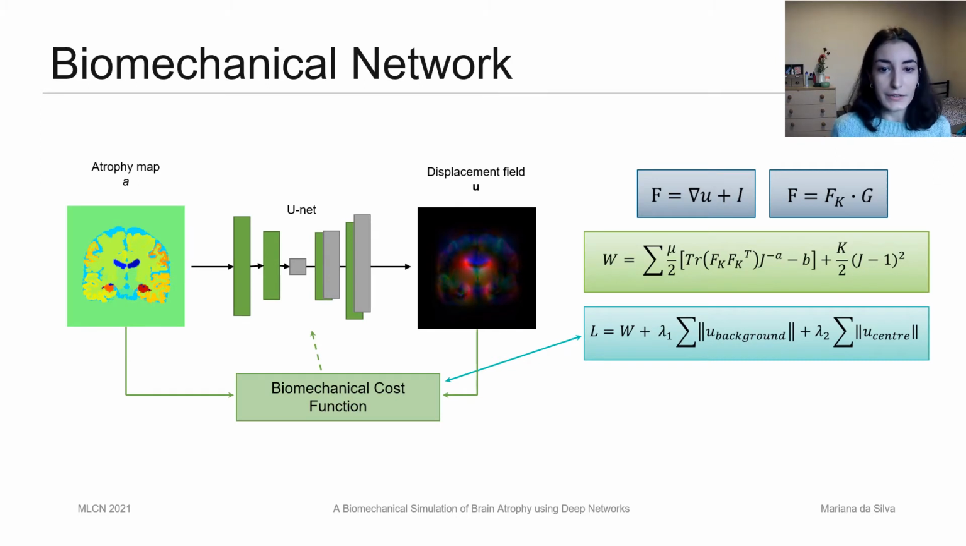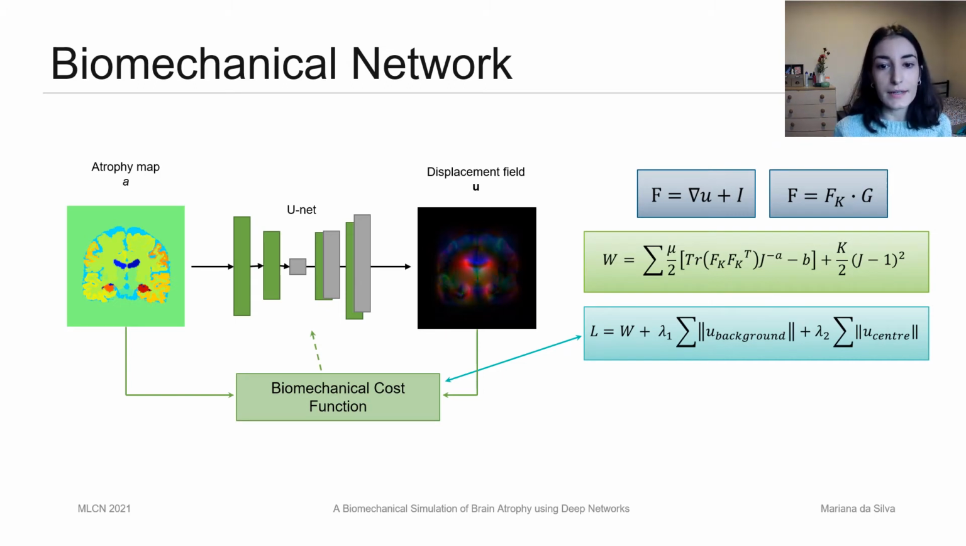Our biomechanical model takes an atrophy map as input in the form of a single scalar for each voxel of the brain. A U-net is then used to estimate the displacement field U from the prescribed atrophy. In training, we optimize the network parameters based on a biomechanics-inspired cost function. For this, we follow the convention used in modeling growth of biological tissues and decompose the total deformation gradient into applied growth and elastic deformation, where G is given by the input atrophy map and assumes isotropic growth.